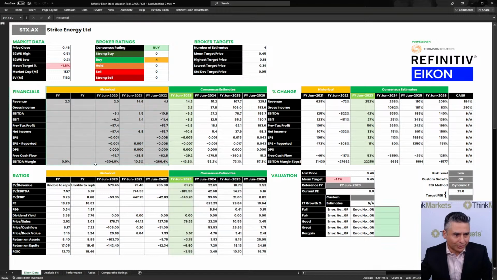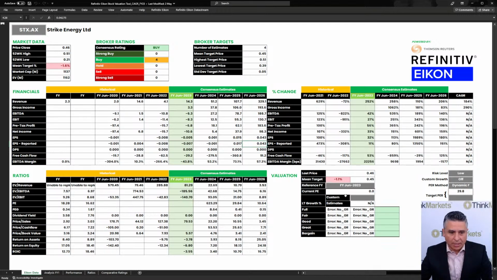We've also got historical data in the bag, and we can see historically, Strike has been a bit of a flip-flop in terms of earning a profit. That is expected to continue at least until next financial year, so really until June 30, 2024. And it's only in the financial year ending June 30, 2025, that we're going to make a profit. But from there, the profit is expected to increase substantially.